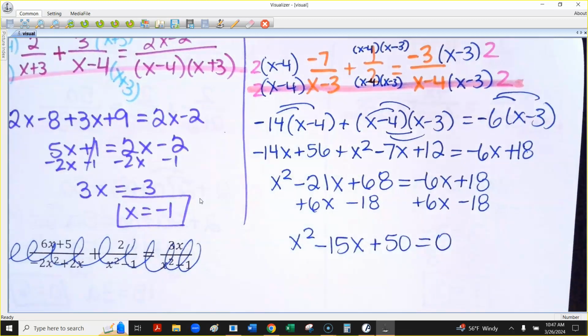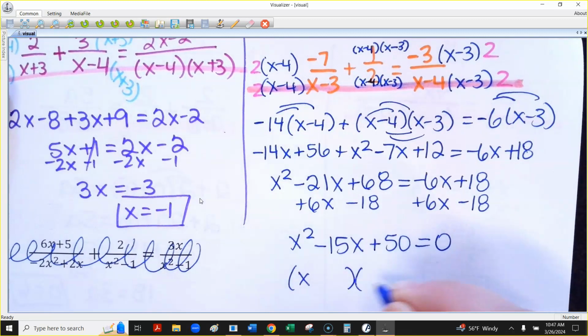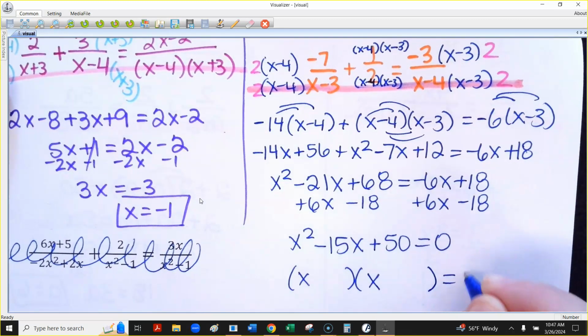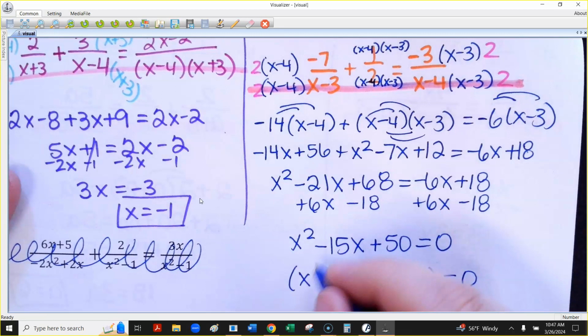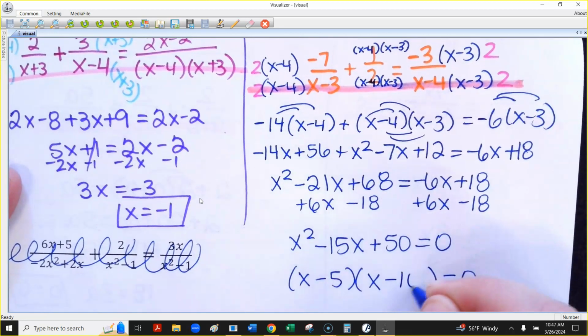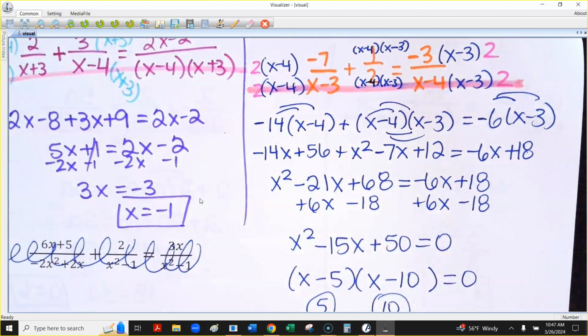Can you guys think of 2 numbers? If you multiplied them, you would get positive 50, but if you added them, you'd get negative 15. Yes, negative 5, negative 10. So that problem ended up being way longer than I thought it was. So you get 5 and 10 as your actual answers.